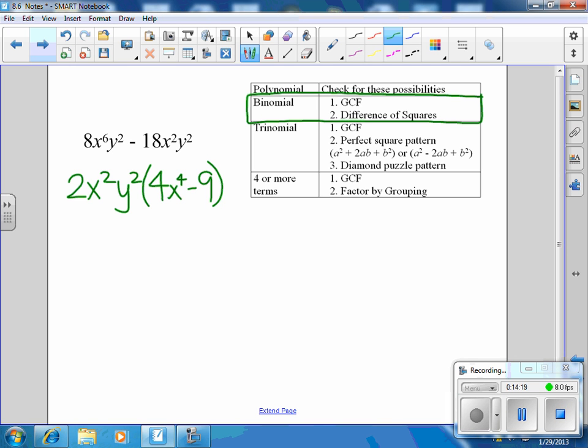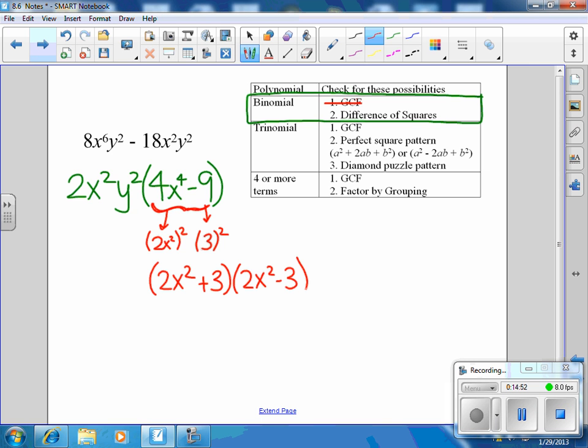And then always double check that nothing else can be factored inside of here. So again, we have a binomial. We already pulled out the GCF. The only other option is a difference of squares. And these two things are something squared. 4x to the 4th is really 2x squared, all squared. And 9 is really 3 squared. So this part right here can be turned into 2x squared plus 3 times 2x squared minus 3. And then we have to remember that we pulled this out in the beginning, so this also needs to be a part of our answer.